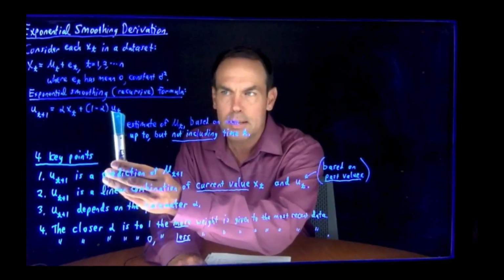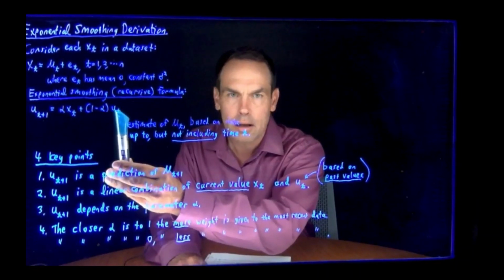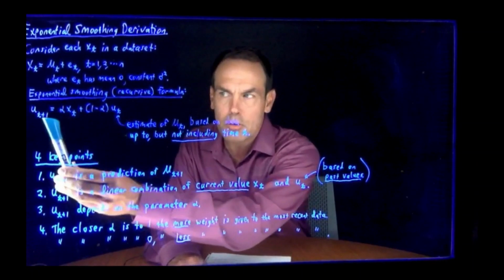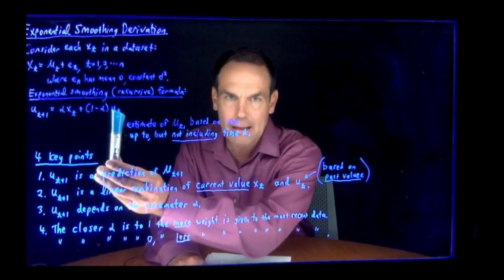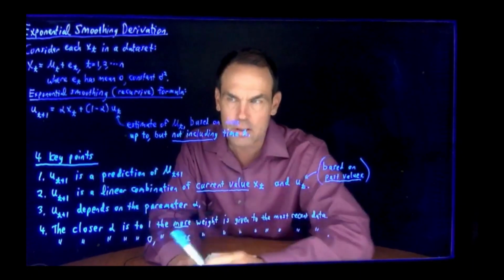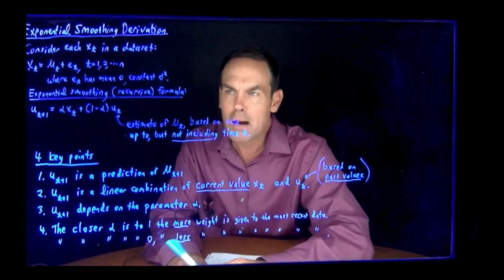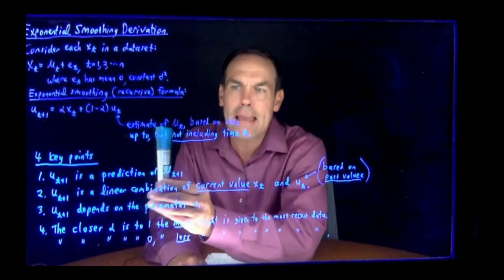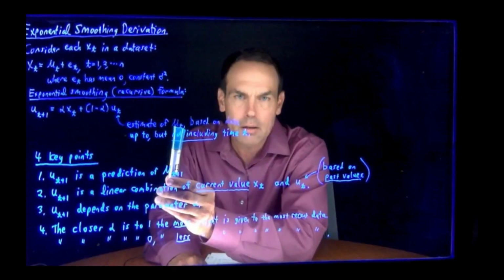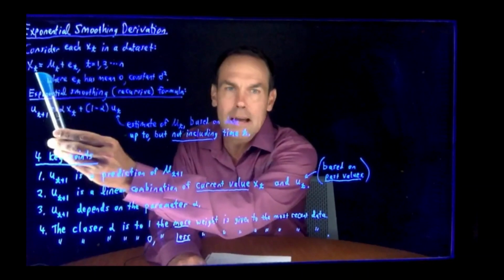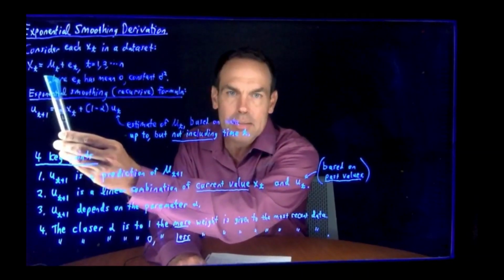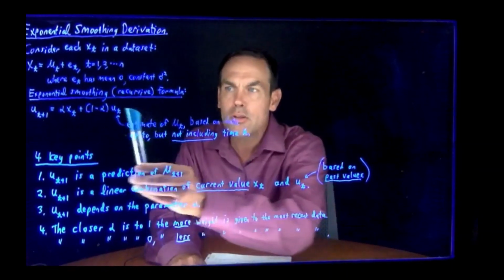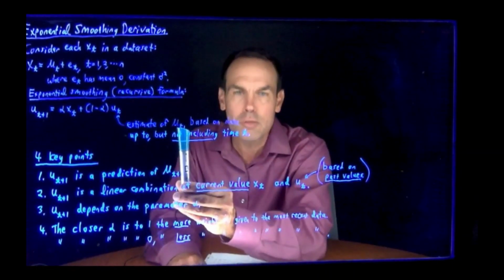times u sub t. Now you can already get an idea of the recursive nature of the formula, because we're trying to predict u sub t plus 1 and we're looking back at u sub t. So that alone tells me that it's recursive. Now more about this u sub t. What is this thing? Well, u sub t is an estimate of mu t. Recall that we had written each time series value x sub t as mu t plus e t. So this u t is an estimate of mu t.